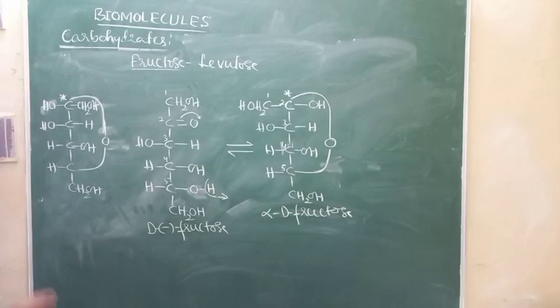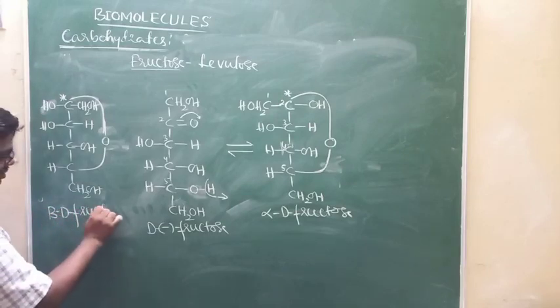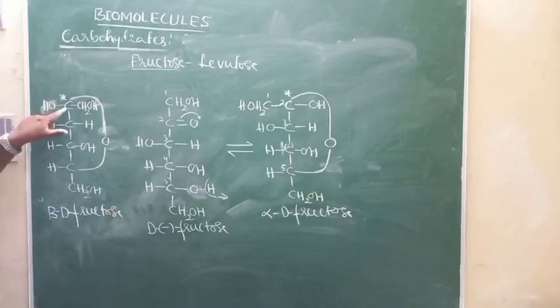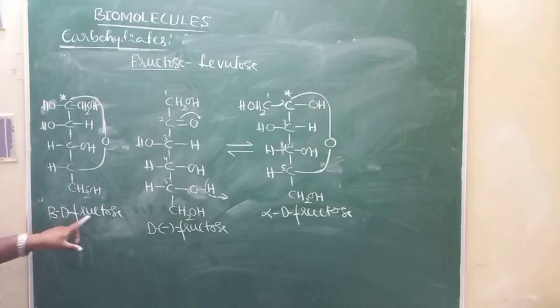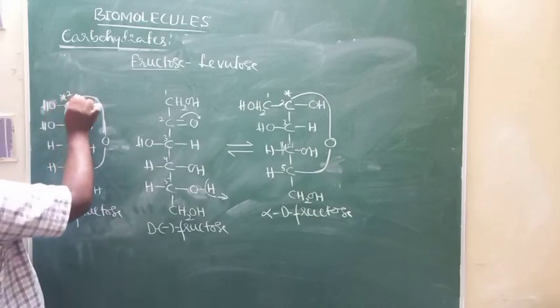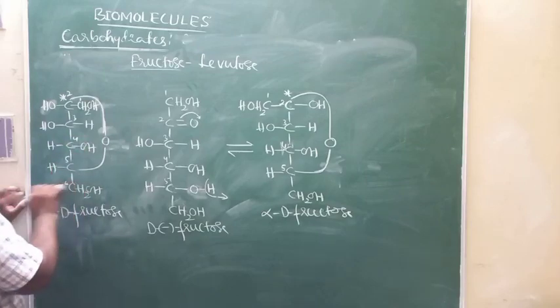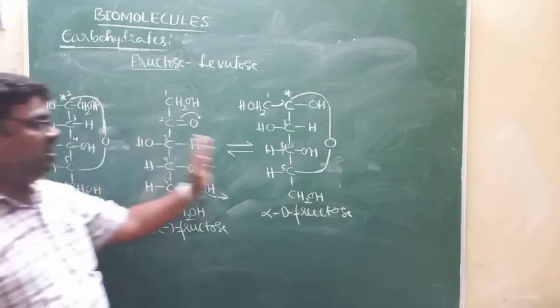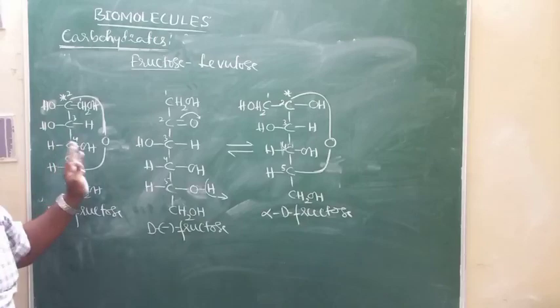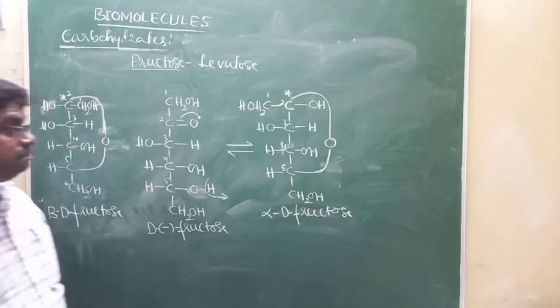Here, this is what we call beta D fructose. The OH group at the anomeric carbon atom is on the left side. Therefore, it is beta D fructose. This is carbon atom number 2. This is 1. This is 3. This is 4. This is 5. And this is 6. So these two are the cyclic ring structures of fructose.